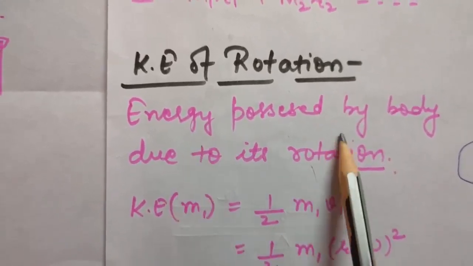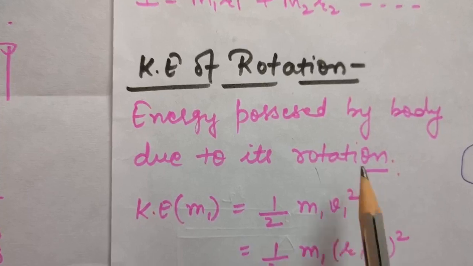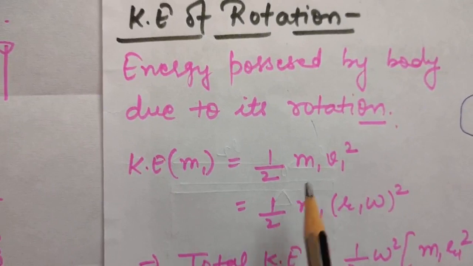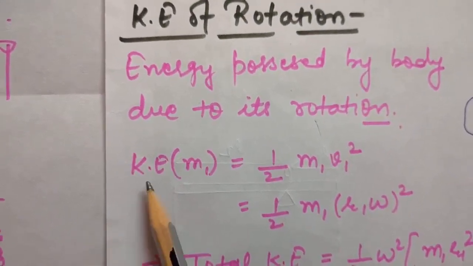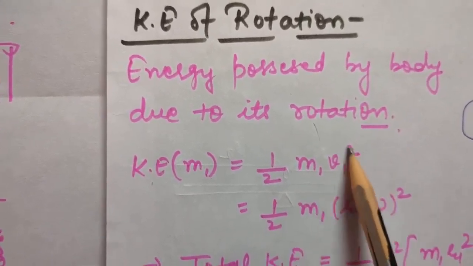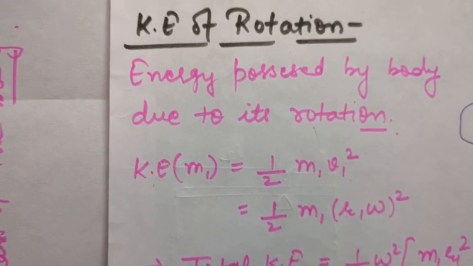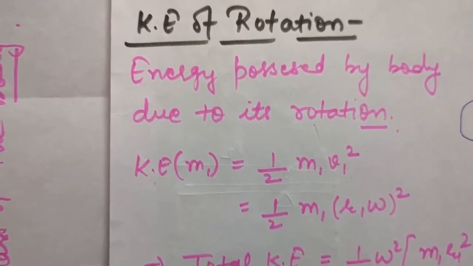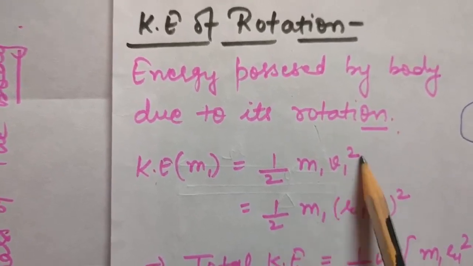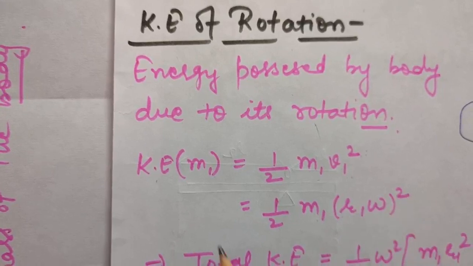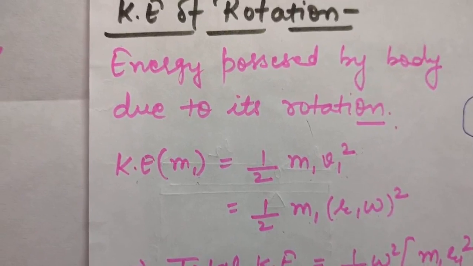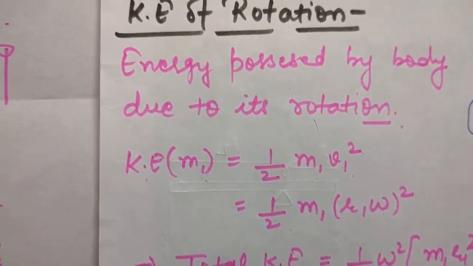The energy possessed by the body due to its rotation is called kinetic energy of rotation. Now, as you know, kinetic energy is defined as half mv square. So if I write kinetic energy for the particle m1, that will be half m1 v1 square. And as you know, the relation between linear velocity and angular velocity is v equals r omega. So half m1 v1 square can be written as half m1 into r1 omega whole square. So this is the kinetic energy due to particle m1. Same will be due to m2, same will be due to m3. So we can write down total kinetic energy as follows.